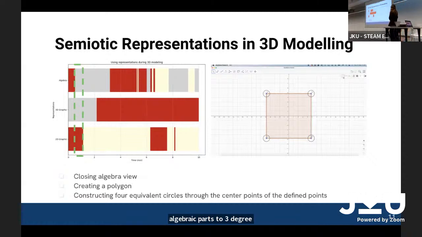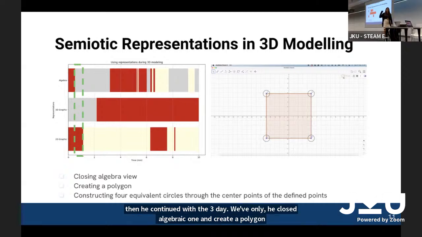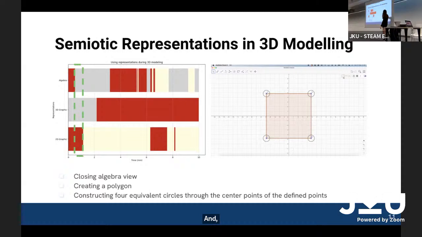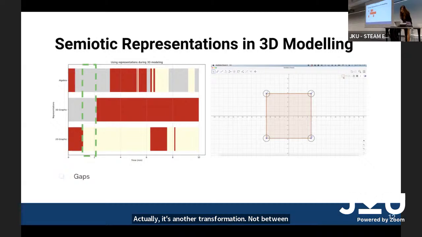And then he continued with the 3D view only. He closed the algebraic one and created a polygon by using the polygon tool on GeoGebra. And then he also creates some equivalent for circles, you can see here, and these points, which he created before in algebraic view. Actually, it's another transformation, not between, but within a representation.